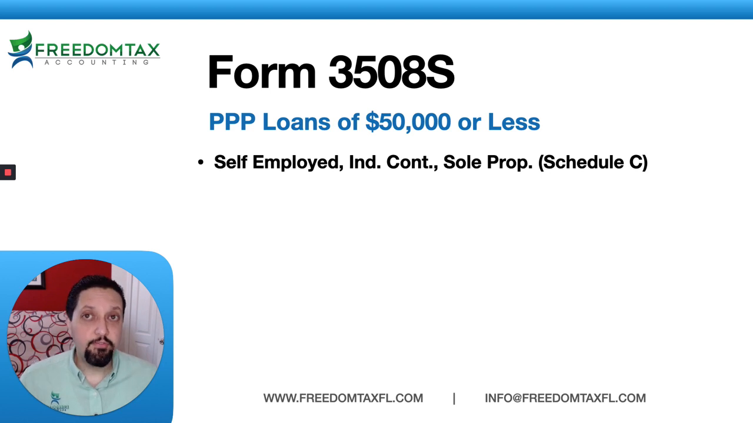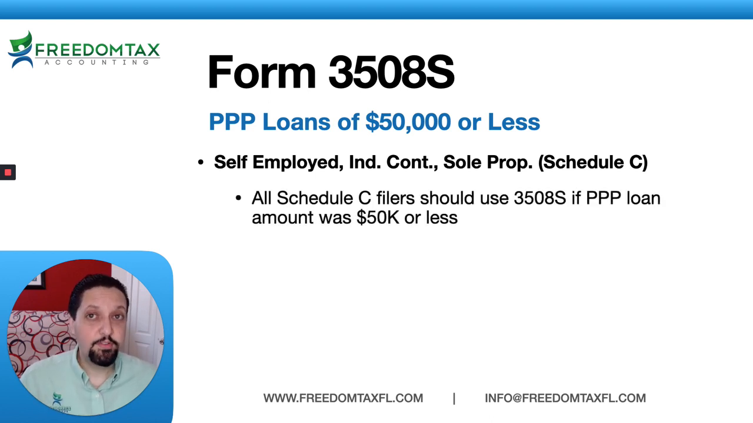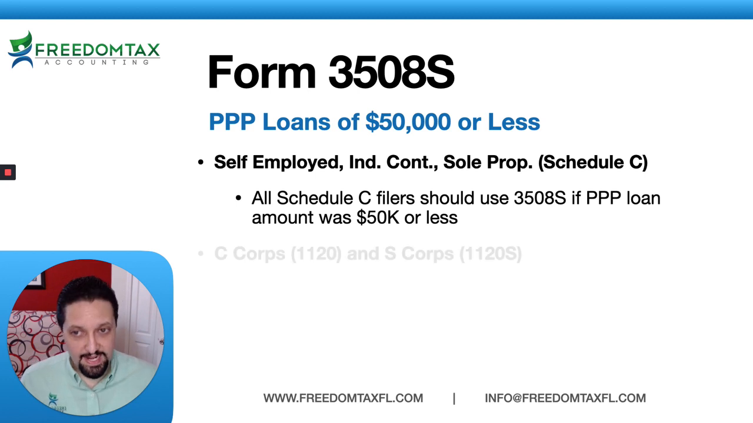Now, for self-employed, independent contractors, sole proprietors, basically any business that files Schedule C, all Schedule C filers should use the 3508S form to apply for PPP loan forgiveness. That's if your PPP loan was $50,000 or less.